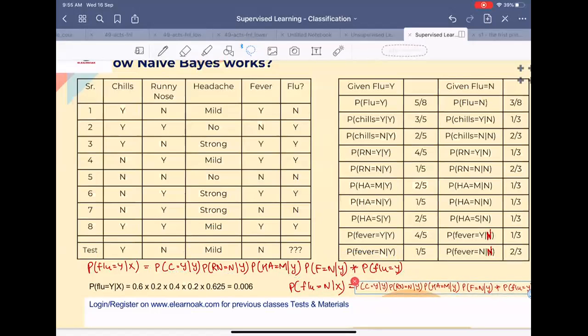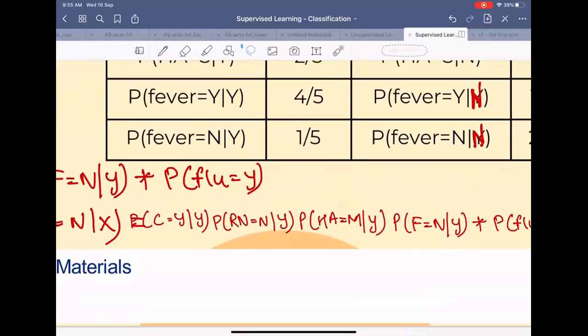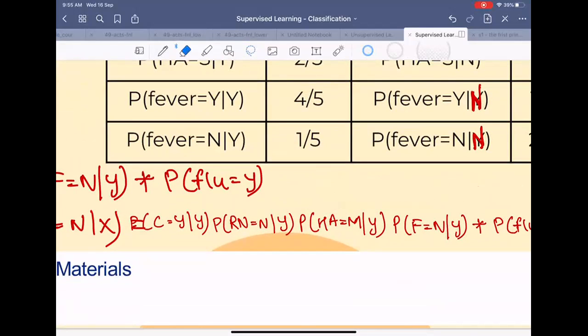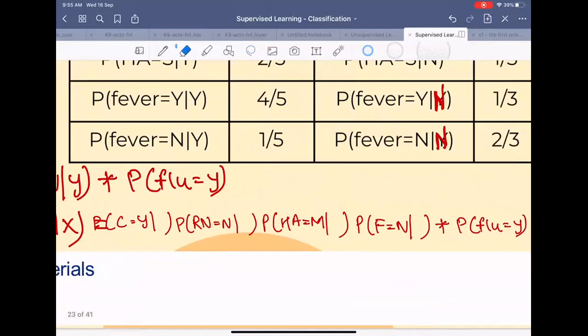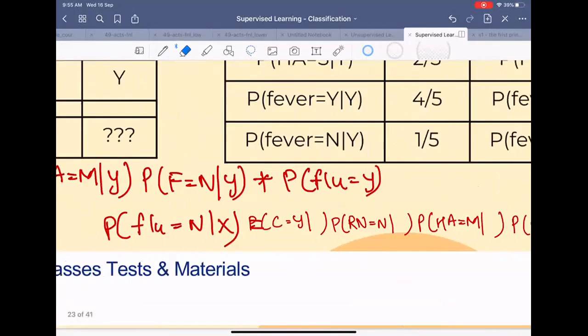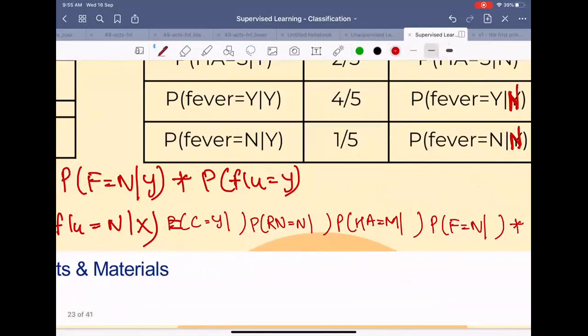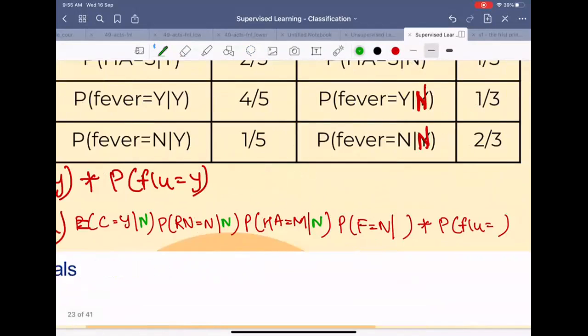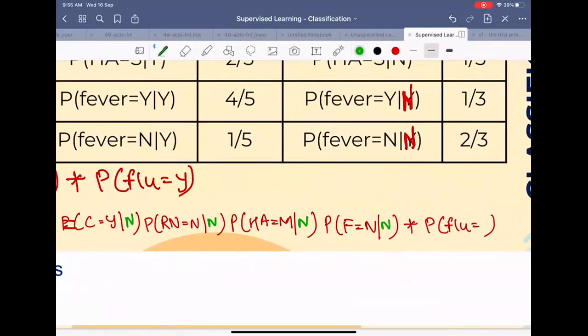Okay. So I can evaluate using the same formula. But within this formula, I will have to change certain things. Instead of yes here, all of these are supposed to be no. Probability of chills as yes, flu as no. Runny nose as no, flu as no. Headache as mild, flu as no. Fever as no, flu as no, and flu as no.